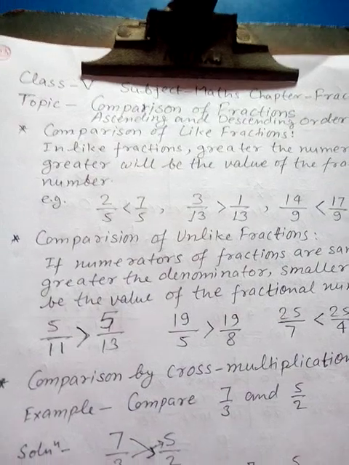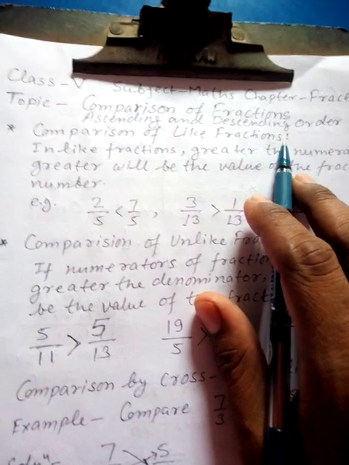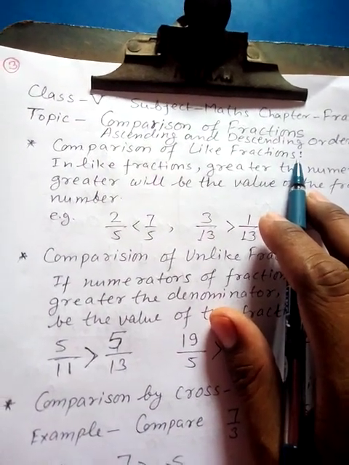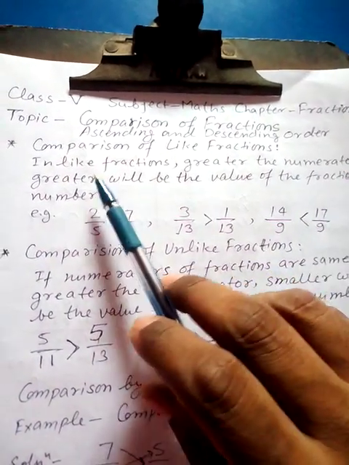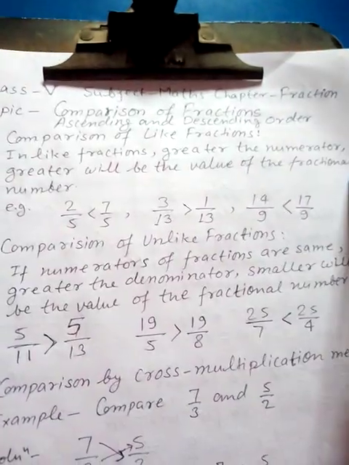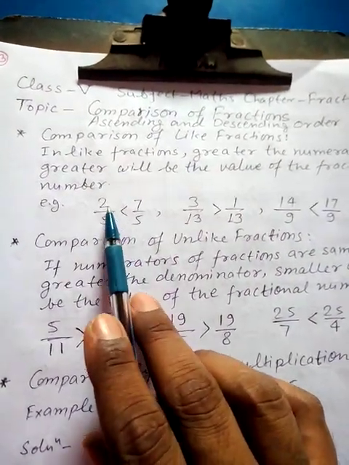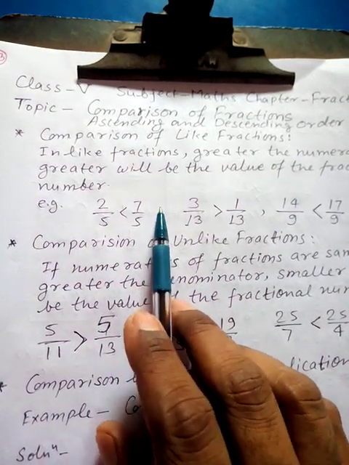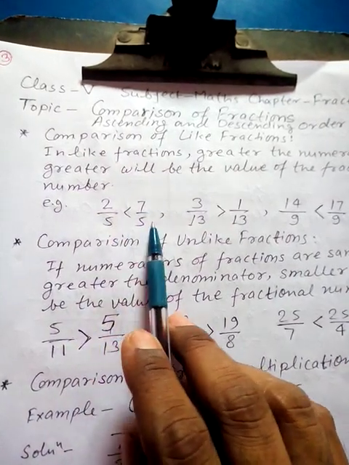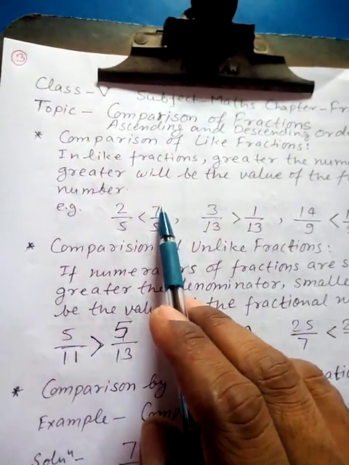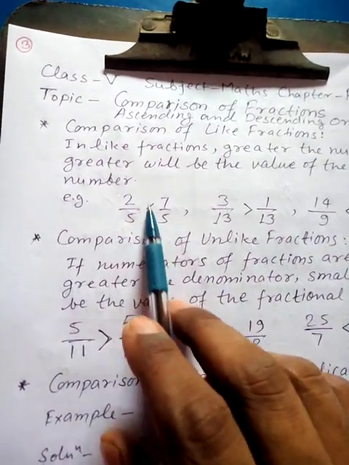Comparison of like fractions. The first thing is comparison of like fractions. Do you know like fractions? Like fractions have the same denominator. In like fractions, greater the numerator, greater will be the value of the fraction or fractional number. For example, you can see here 2 by 5 and 7 by 5, there are two fractions having the same denominator 5, and you can see 7 is greater than 2, so 7 by 5 is greater than 2 by 5.